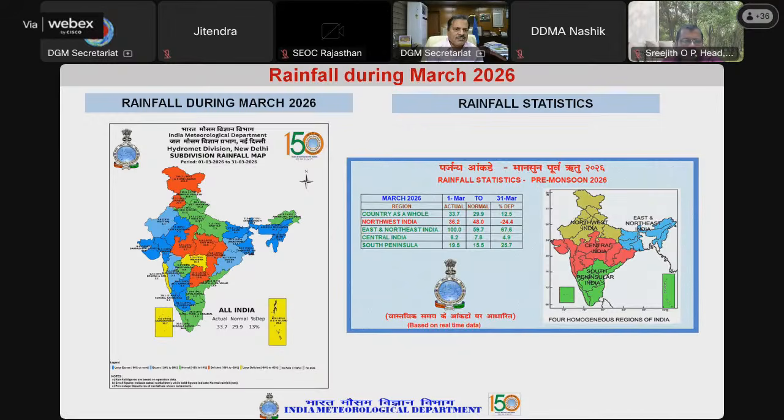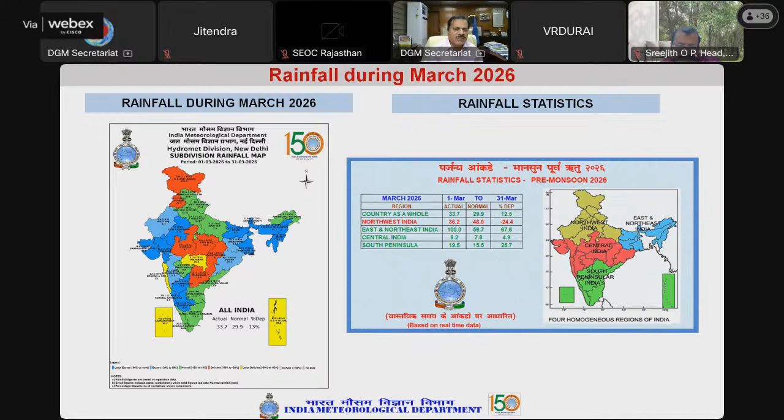subdivisions, except Jammu and Kashmir, Ladakh, Punjab, West and East MP, Chhattisgarh, Telangana, Bidar, Konkan, Andaman Nicobar Islands, and Lakshadweep. For the country as a whole, rainfall has been 13% above the long period average, or normal rainfall. If we consider the different homogeneous regions on the right-hand side, you will find that it was above normal or normal in different homogeneous regions, except northwest India, where it was 24% below normal.